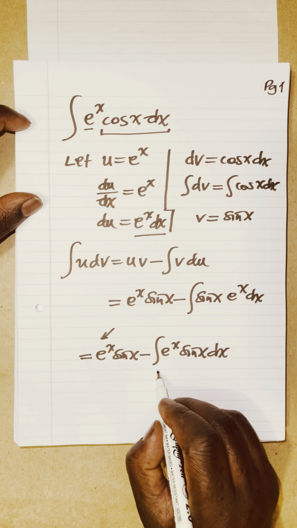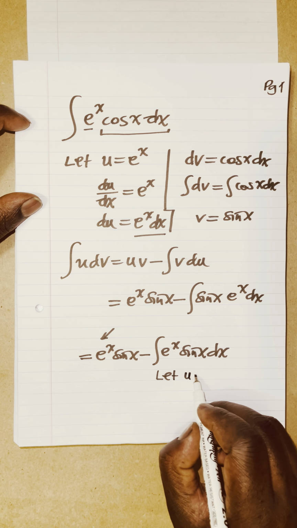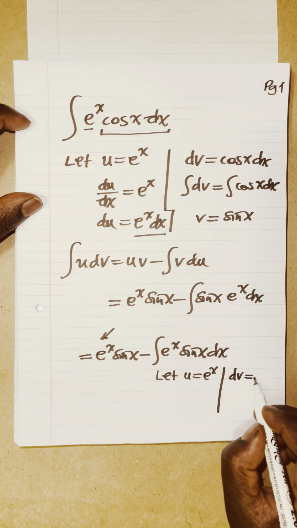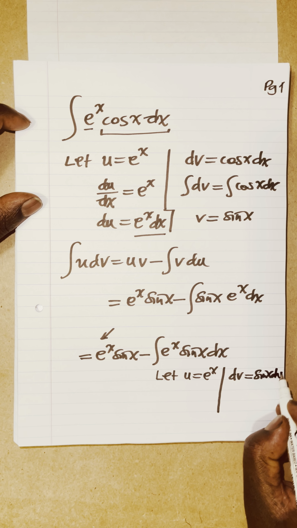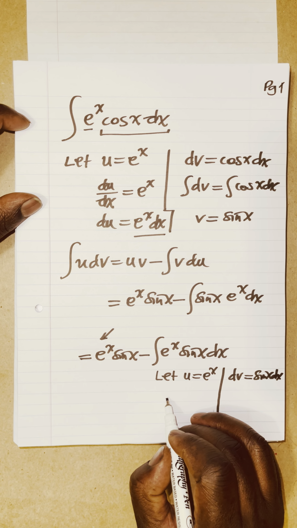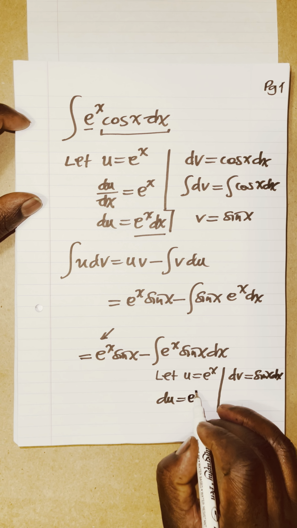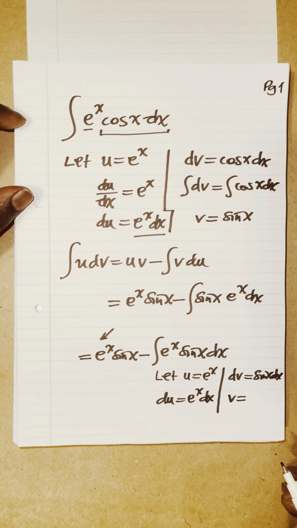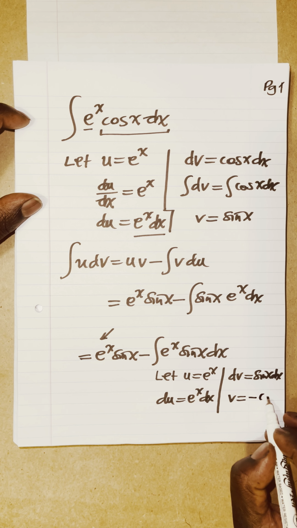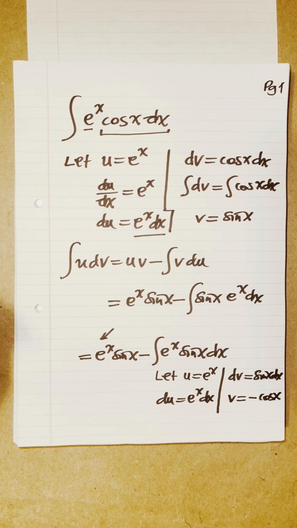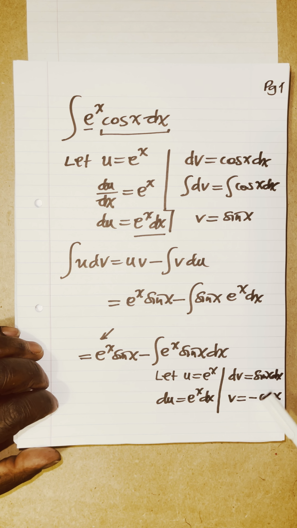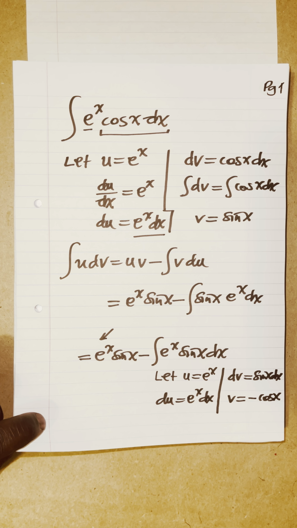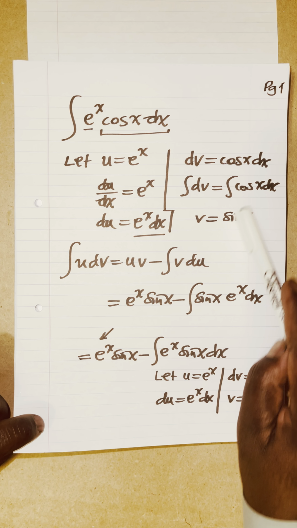So on this part, let u be equal to e to the power x and dv be equal to sine x dx. Differentiating, du is equal to e to the power x dx. Integrating both sides, v will be equal to the integral of sine x, which is minus cos x. You need to remember those two: the integral of sine x is minus cos x, and the derivative of cos x is minus sine x. But the integral of cos x is actually positive sine x.